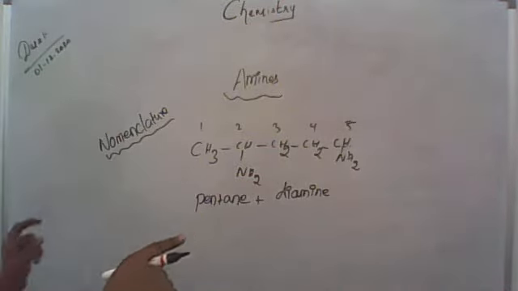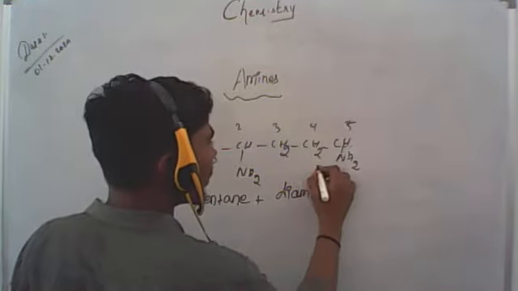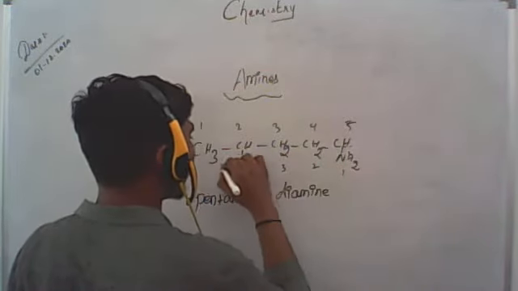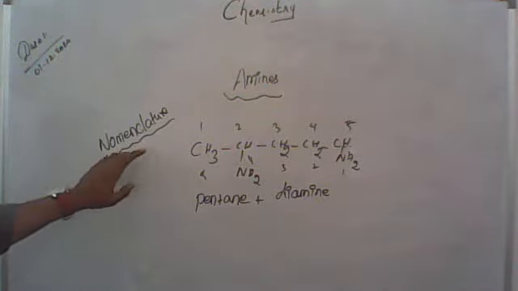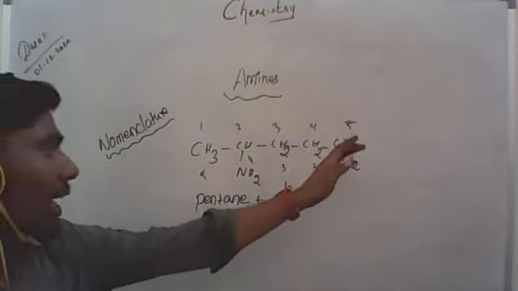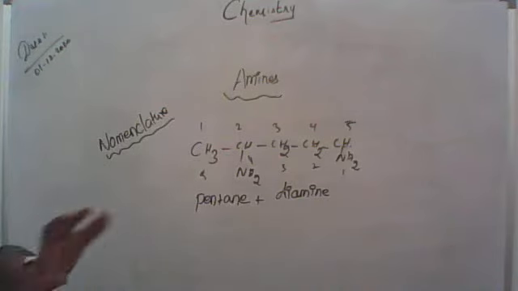This is numbering from left to right. Then again right to left, 1 2 3 4 and 5. So there are 2 numbering systems, one left to right and another right to left. We have to select one of these 2. So according to the isomeric rule, the functional group should have the lowest number.